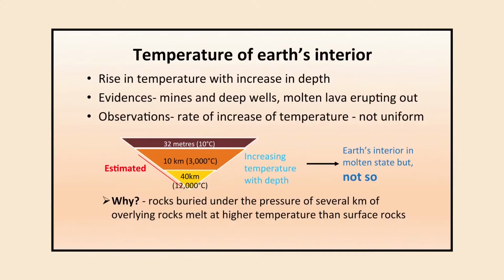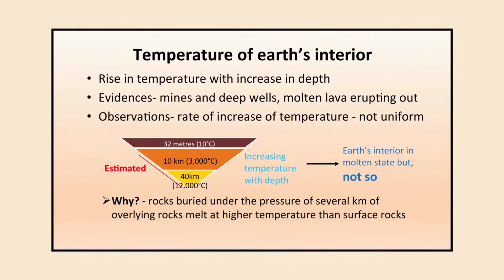Now, we will be discussing the temperature of Earth's interior. There is rise in temperature with increase in depth. The evidences from where we can find out how temperature rises with increase in depth are mines and deep wells, and molten lava erupting out of the Earth's surface. When we go inside deep mines and wells, we feel a little hotter. And secondly, another evidence is that molten lava comes out from inside the Earth to the Earth's surface.